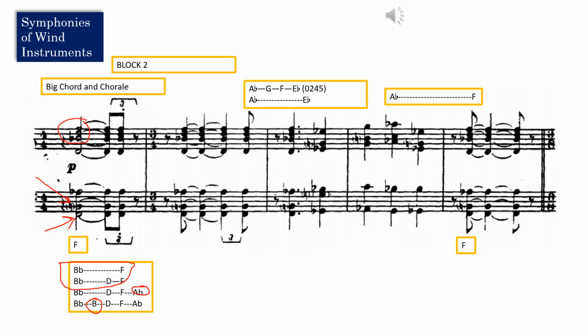The melody, when it gets going, moves within the familiar tetrachord within the perfect fourth from A flat down to E flat. Within that perfect fourth, we get once again a descending minor third in the melody, in this case from A flat to F. Here's the big chord. Again, and now the melody gets going in a kind of chorale.